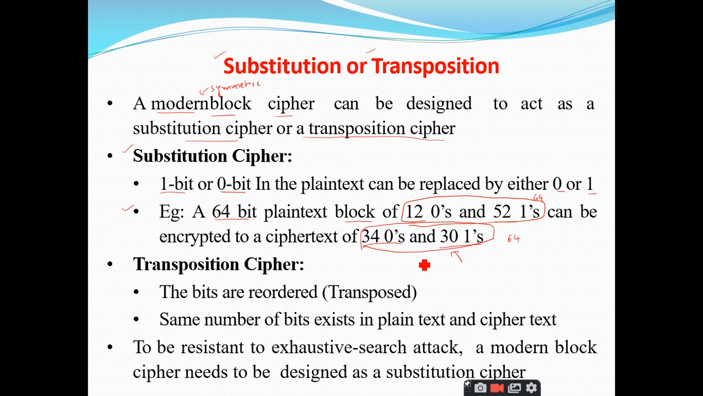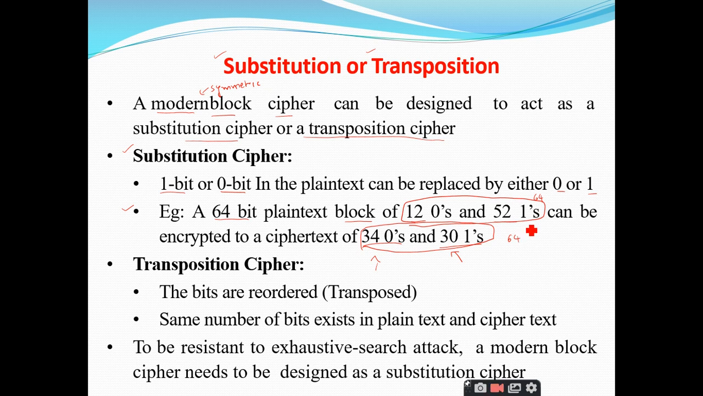Cipher text. He will get the cipher text, sir. By going deep into the cipher text, he came to know that there are 34 zeros and 30 ones. By making use of this information, 34 zeros and 30 ones, can he exactly assume how many zeros and ones are there in the plain text? Is it possible or is it very difficult?